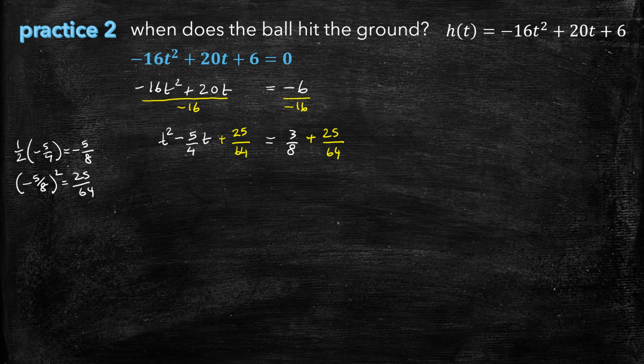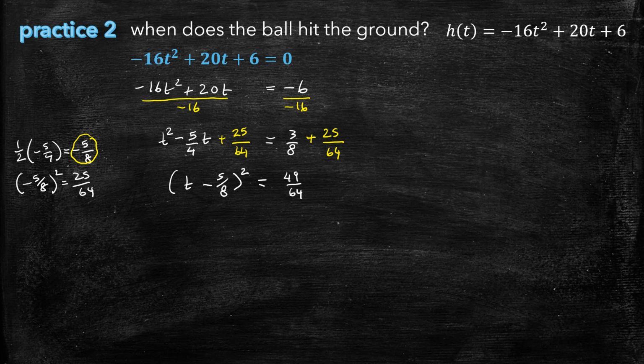So the next step is to factor the left-hand side. So we know it's t minus something squared. And that something is always going to be this interim number, the one when you take half of the middle coefficient and before you square it. So that's going to be 5/8 there. You can FOIL out just to check if needs be. 3/8 is 24/64. So add that to 25 and we get 49/64.